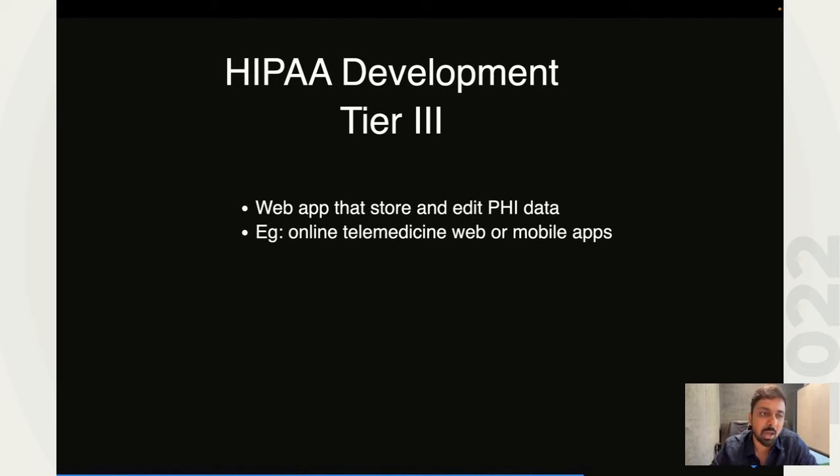So all such applications where we are fetching the data, storing the data, as well as editing the data come under tier 3.